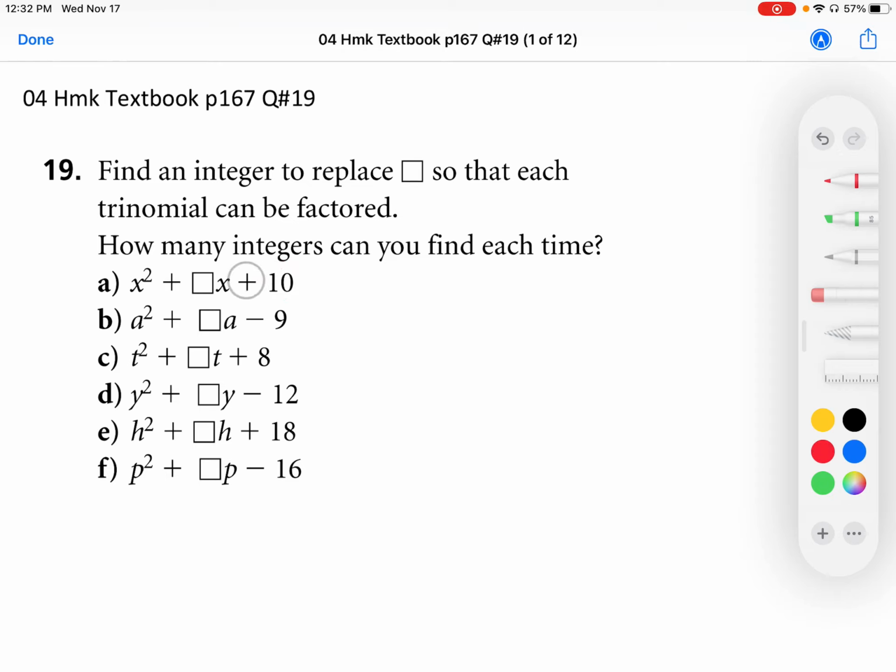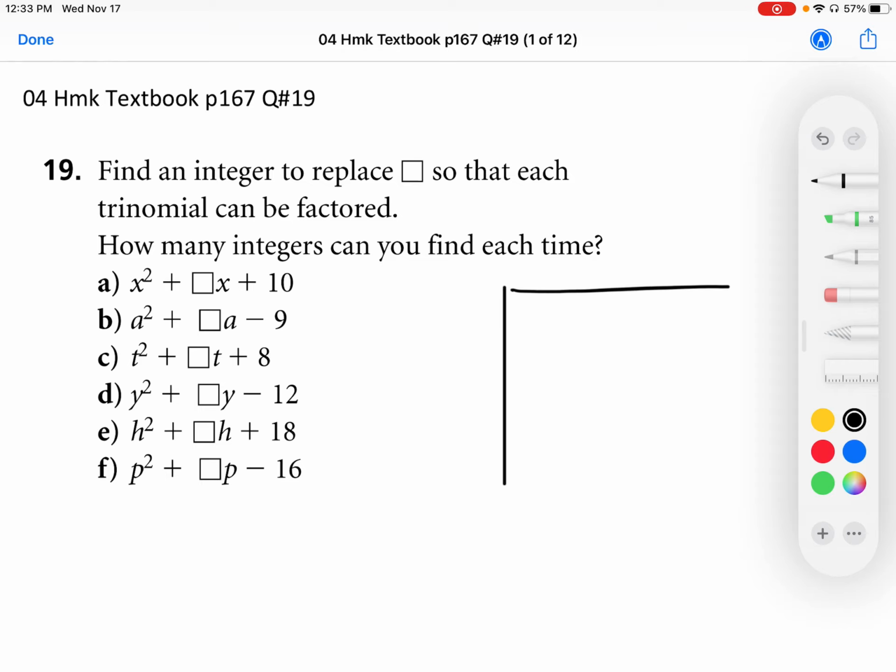So one thing we're going to do is assume that this is a plus here. That means that the signs that multiply to the plus 10 are going to be either both positive or both negative, and the fact that there's a plus here means that to add to the middle term, they have to both be positive. Okay, so that aside, we need to figure out what the possibilities are.